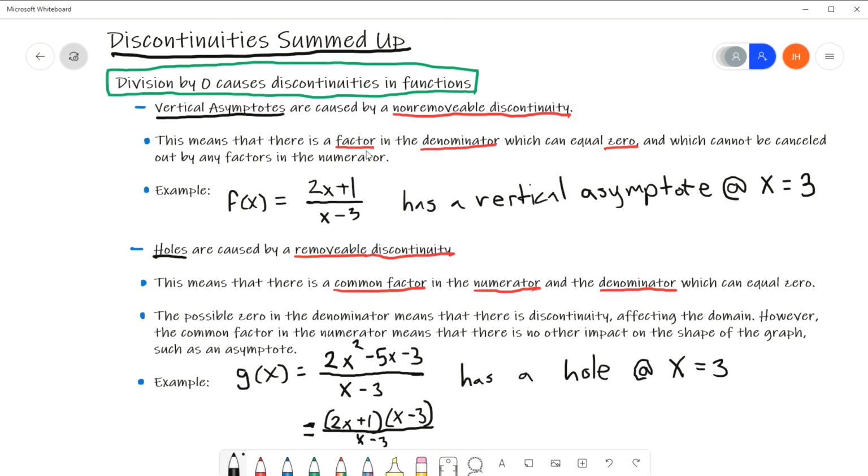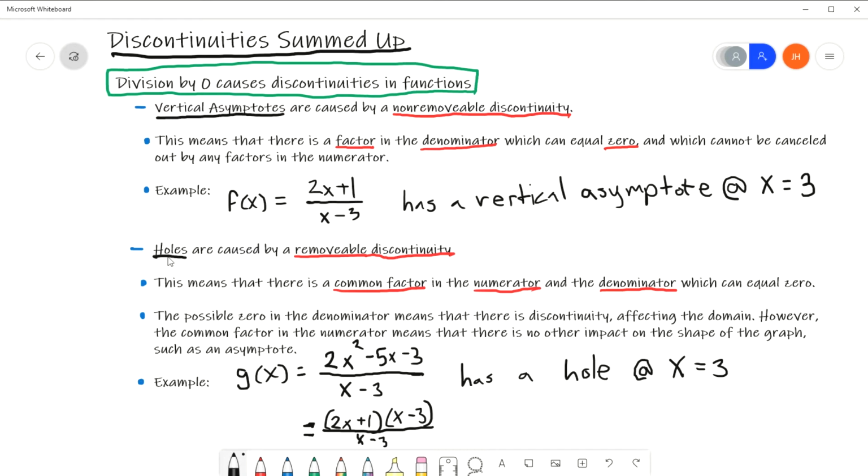Vertical asymptotes are caused by what we call a non-removable discontinuity. This means that there's some factor in the denominator which can equal 0, right? But that factor is not able to be canceled out. So for example, in f of x equals (2x plus 1) over (x minus 3), there is this x minus 3 factor in the denominator, which could equal 0 at x equals 3, and it would not actually be canceled out by the numerator.